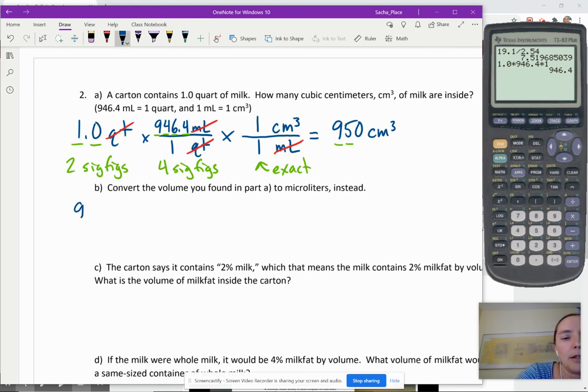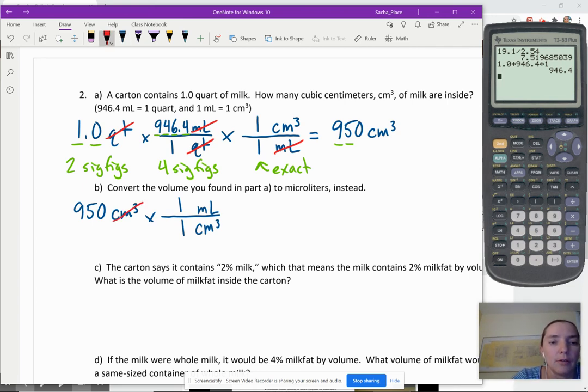So I'm going to write down my answer from A. That's 950 cubic centimeters. And I need to get to microliters. Now, I don't see any information on this sheet that lets me get straight from centimeters cubed to microliters. But I could get from centimeters cubed back to milliliters again. I do know that conversion factor because that's given in the previous problem, that a cubic centimeter is actually the same thing as a milliliter. So that helps me part of the way down my road, is to get into milliliters.